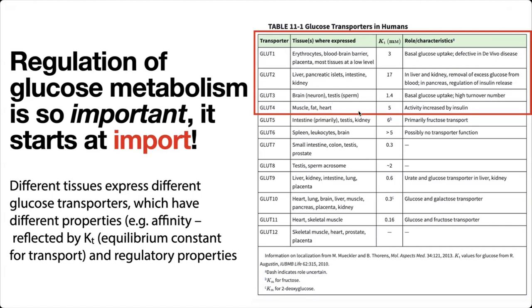It's going to need to have a really high affinity transporter. So no matter how much glucose is in the bloodstream, it's going to take it. It's going to take it. And so we have this low KT. Most of your tissues are going to express this GLUT1.